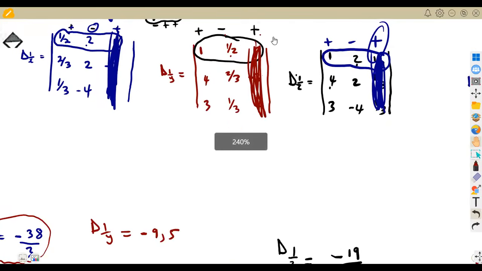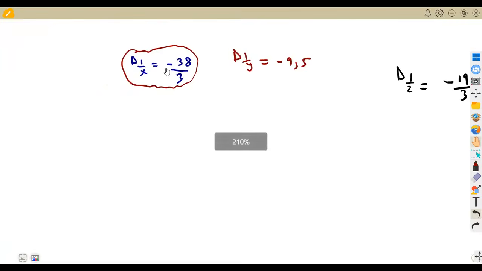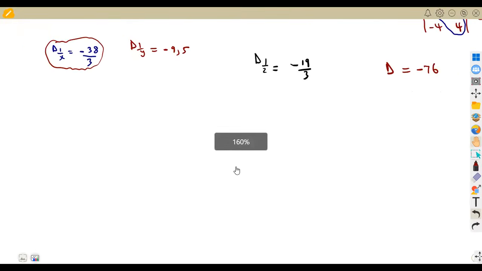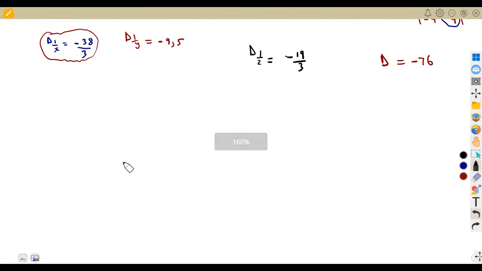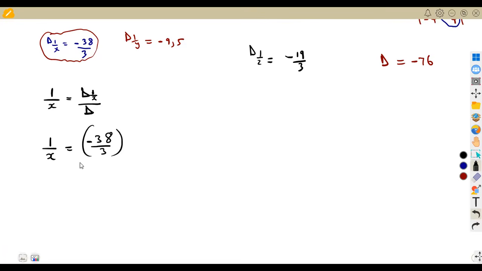So we are going to use the same formula that we have there. In order for us to have x, we are going to take it from 1 over x. Since 1 over x is equal to the determinant with respect to 1 over x over the determinant of the constants, we are going to have 1 over x equal to the determinant with respect to 1 over x, which is negative 38 over 3, divided by D, which is the determinant of the constants, which is negative 76.